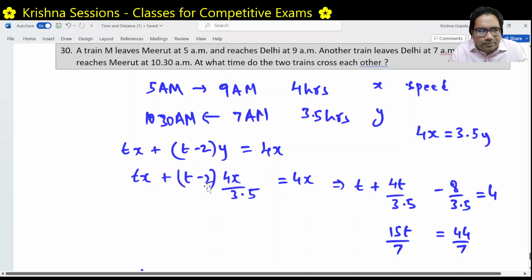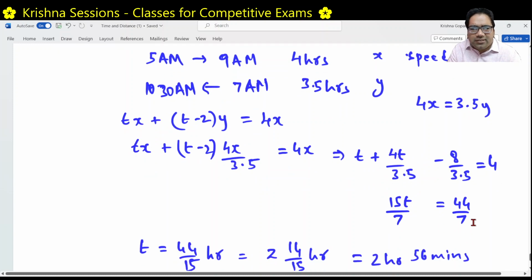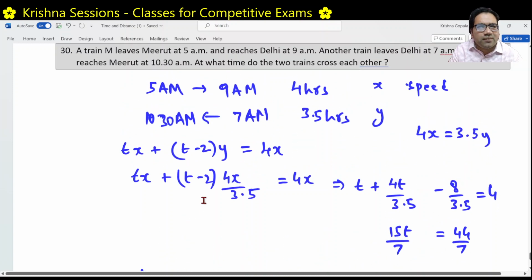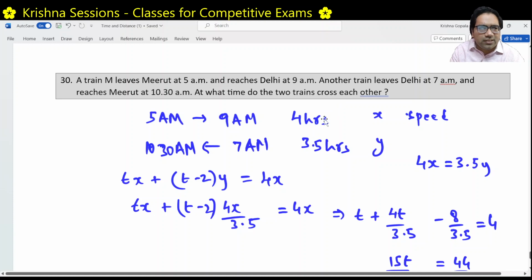t plus, let's just expand, 4t by 3.5 minus 8 by 3.5 is equal to 4. If we simplify this, t into (1 plus 4 by 3.5), which becomes 15t by 7, is equal to 44 by 7. 7 will get cancelled. t is equal to 44 by 15 hours, right? Here everything is in terms of hours only.